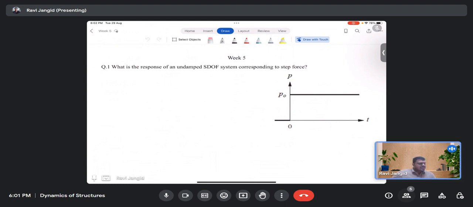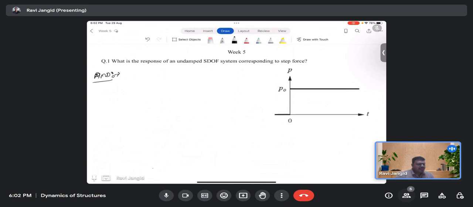So let us start. Initially, two questions, like we are solving some basic questions which you might already know. But for the reference of the other students, it would be better to start from some basics. So in the first question we have a step force. We need to find the response corresponding to the step force.